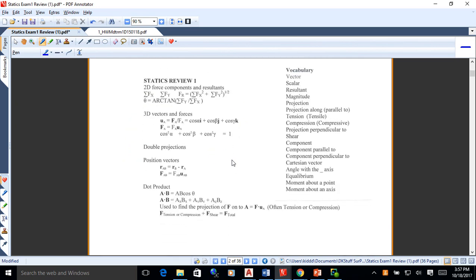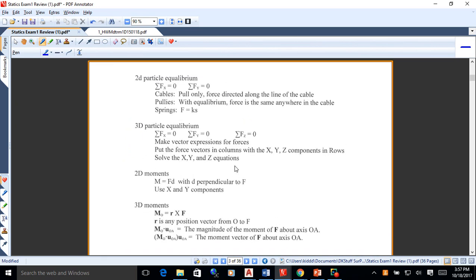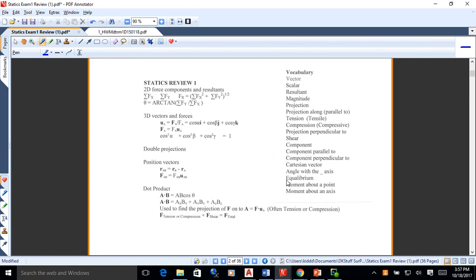Now, our review here has a list of things that will be on that, or could be covered on the test, might be the best way to say it. So we started off with 2D force components and resultants, so using sine and cosine to break forces up, and then the theorem of Pythagoras to find the resultant, and using the arctan to get the angle of the resultant. Then we did some stuff with 3D forces and vectors, using the angles to find a unit vector, and then finding the force vector.